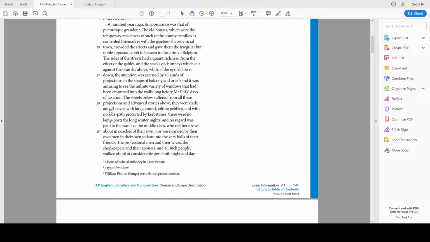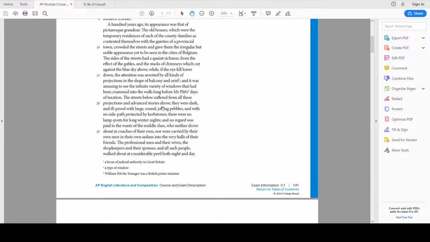They were dark and ill-paved with large, round, jolting pebbles and with no side path protected by curbstones. There were no lamp posts for long winter nights, and no regard was paid to the wants of the middle class, who neither drove about in coaches of their own, nor were carried by their own men in their own sedans into the very halls of their friends.